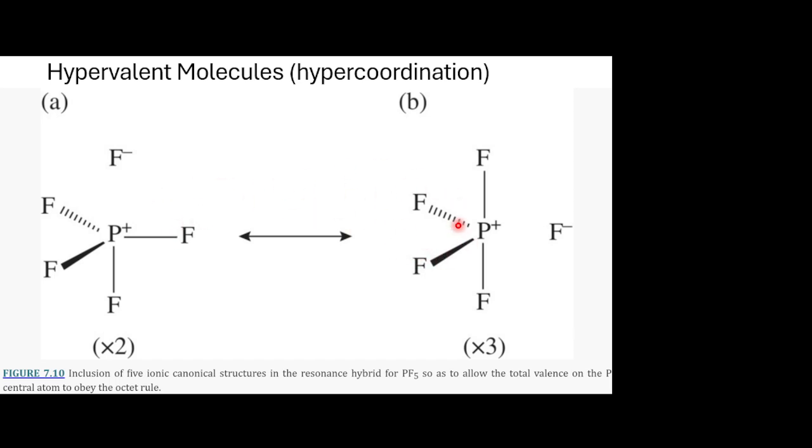And so what you end up getting is the 5 ionic canonical structures in your resonance hybrid for PF5. And so these bonds end up being partially normal sigma bonds and partially ionic. Or another way of saying it is they have a lot of ionic character. Okay? Or a lot of coordination character. Okay.